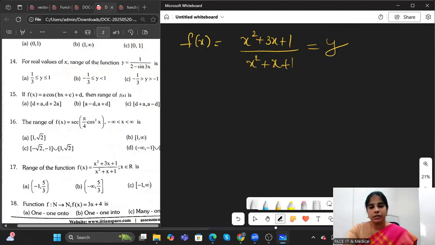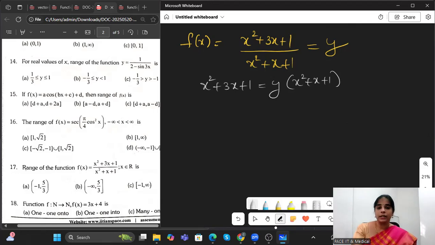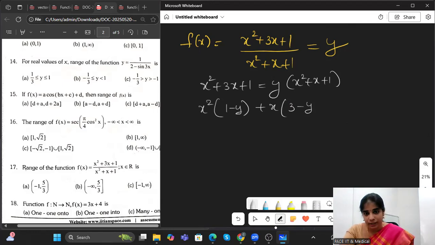Take the cross multiplication to the other side. So x square plus 3x plus 1 is equal to y times x square plus x plus 1. Bring everything on one side, equate it to 0 first, right? That means, see, we form a quadratic in terms of x. So I will be getting x square taken common, that is 1 minus y, plus x taken common, 3 minus y there, plus 1 minus y is what I get, which is equal to 0.